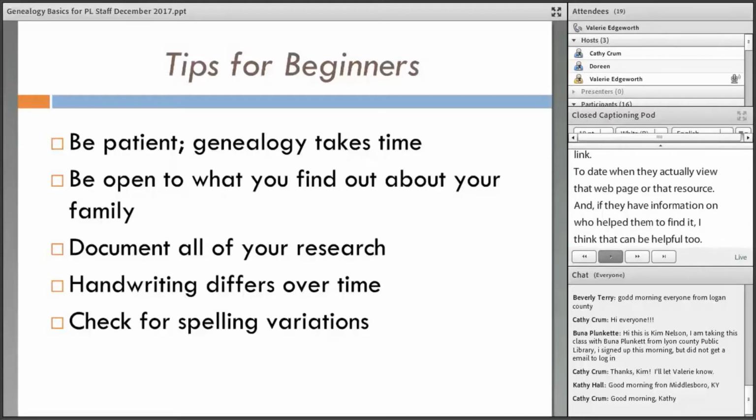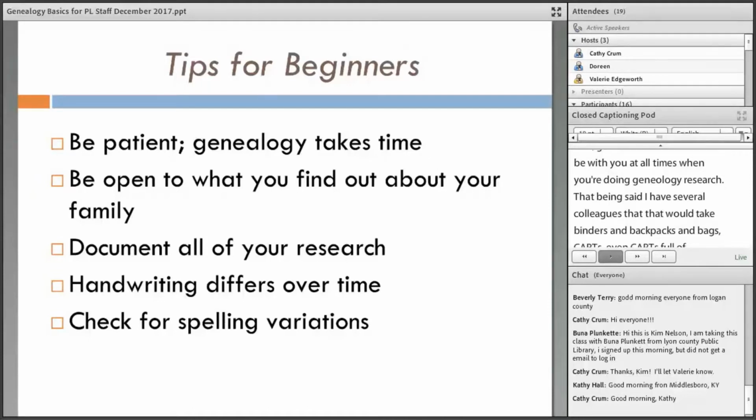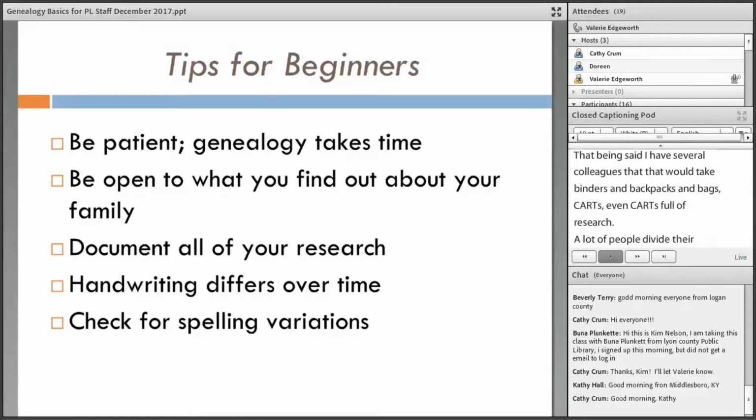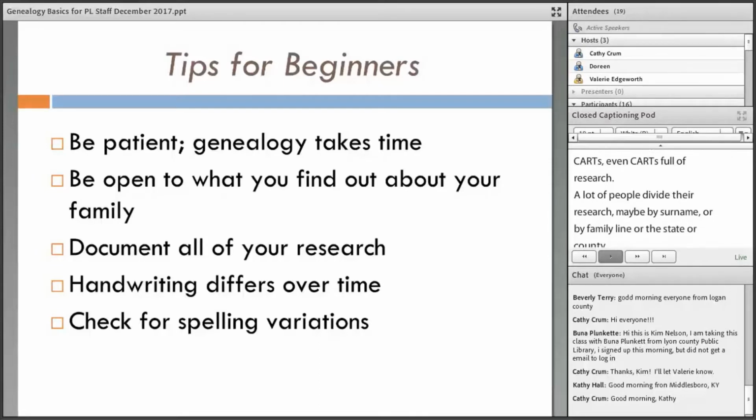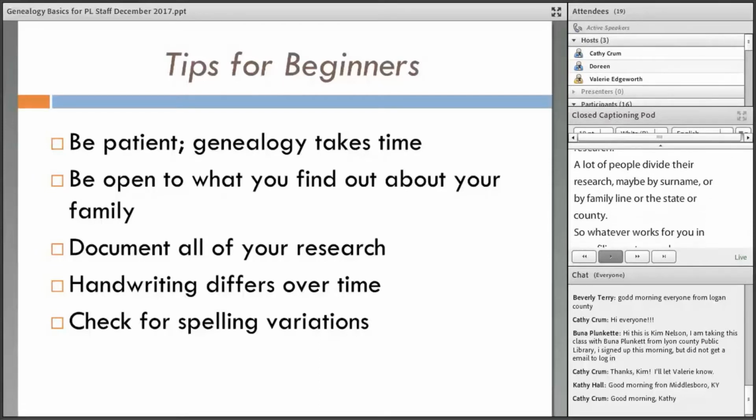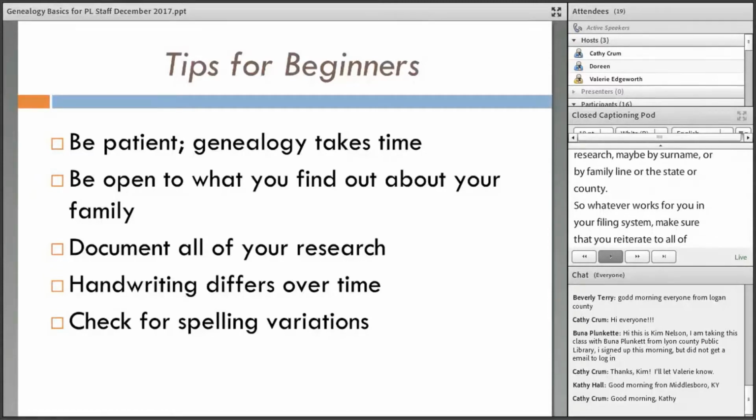Good documentation should be with you at all times when doing genealogy research. Now, that being said, I have several colleagues that would take binders and backpacks and bags, carts, even carts full of research. A lot of people will divide their research maybe by surname or by family line or by the state or county with which they're researching. So whatever works for you and your filing system, just make sure that you reiterate to all your customers that it's very important to document all your research.